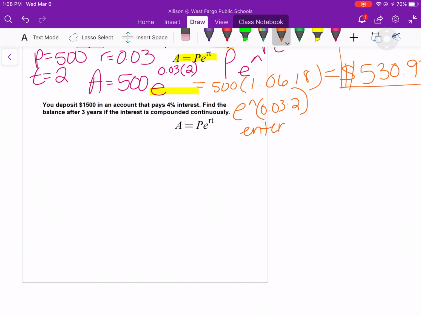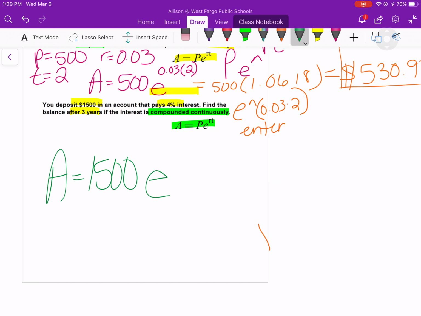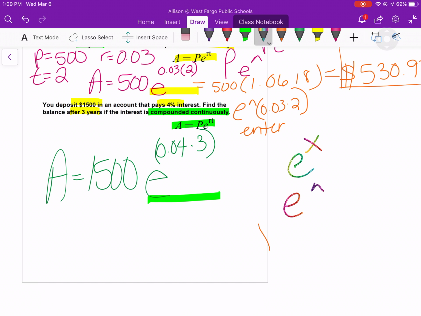We'll do one more with PERT. So $1,500, 4% interest after 3 years. It's compounded continuously. Since it says continuously, I know I'm going to use the PERT equation. So A equals our starting value of 1,500 times E to the power of, the rate was 4%, so 0.04, times 3 years. I'm going to put this in the calculator first, using the E to the X button: E to the power of 0.04 times 3.